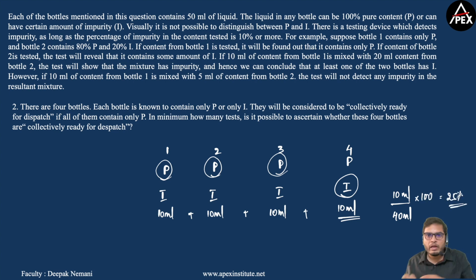Now, even if we have at least one bottle containing 100% impure liquid, the percentage of impurities in the resultant mixture will be 25%. And if you test that resultant mixture for impurities, it will be positive. So you need to perform the test only once, by forming a resultant mixture of taking equal volumes from all these 4 bottles. So the answer for this question should be 1.